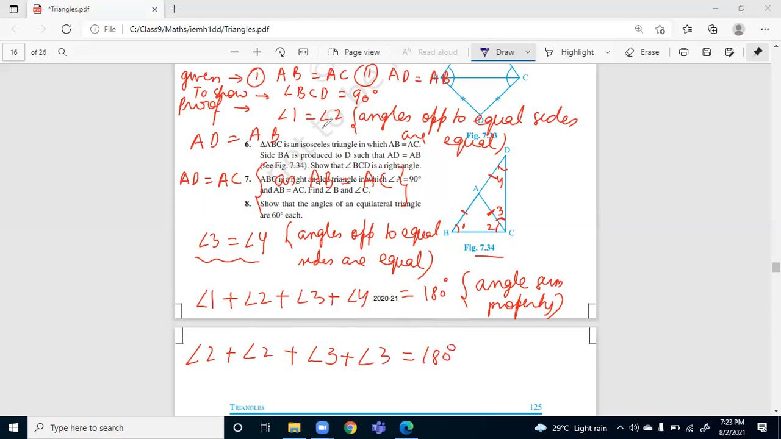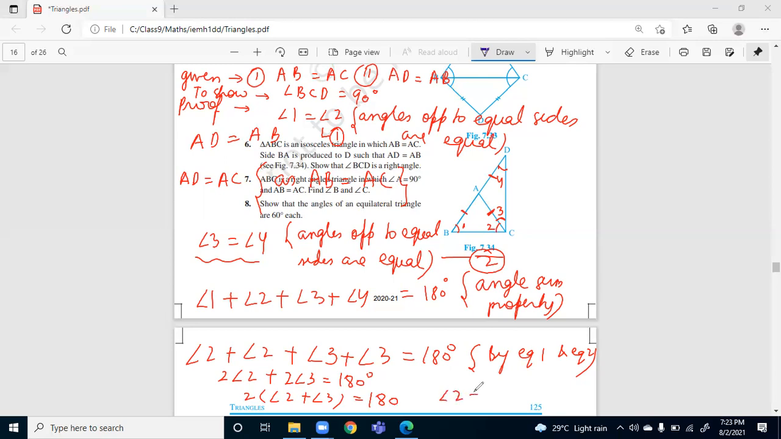You can just number it up: equation 1 and equation 2. So you can write by equation 1 and equation 2. So now how it changes? It changes into 2 angle 2 plus 2 angle 3 is equal to 180 degree, or you can take 2 common. So you got angle 2 plus angle 3 is equal to 90 degree, which is required.